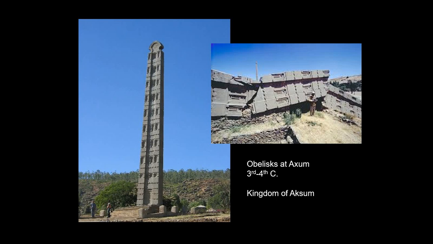So Aksum itself had a vast tradition of these huge, beautiful obelisks, again made as monuments to rulers and kings. These are the largest standing obelisks. There's one unfinished Egyptian obelisk that would be bigger, but the largest freestanding obelisks in the world are here in Aksum, larger even than, say, the obelisks of the ancient pharaohs of Egypt.